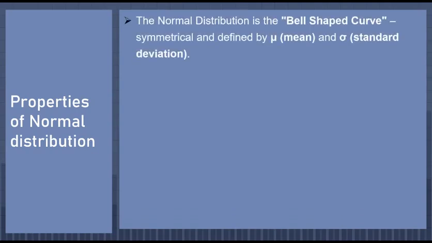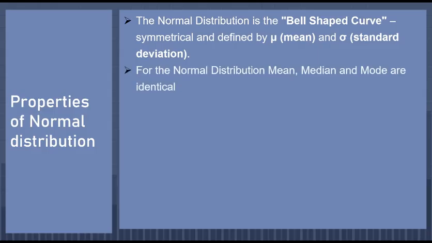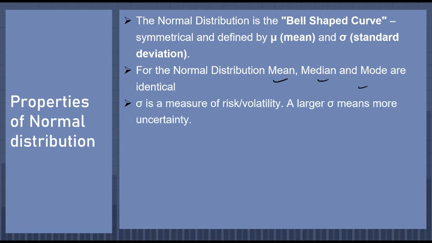Now let us look at the properties of normal distribution. First property is that the normal distribution is a bell-shaped curve. It is symmetrical. It is defined by the mean mu and the standard deviation sigma. For the normal distribution, the mean, the median, and the mode are identical. So if mu is given to be 5, the median will also be 5 and the mode will also be 5. There is no point of computing because they are exactly the same.